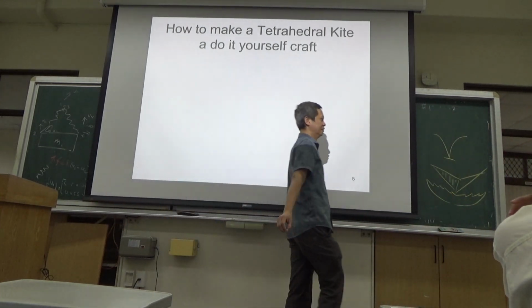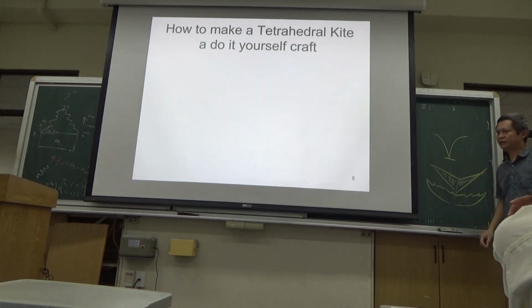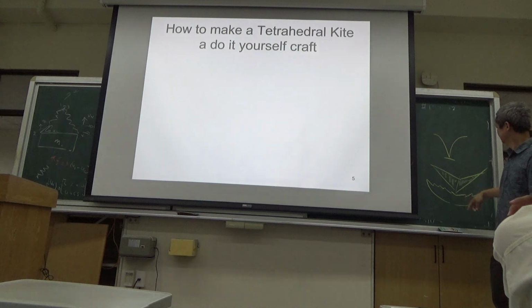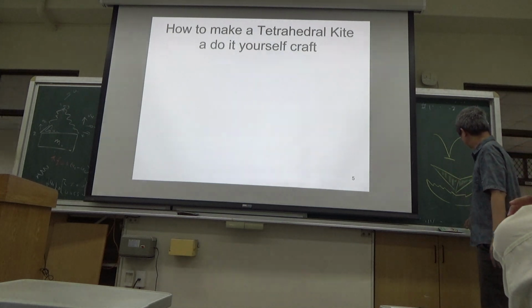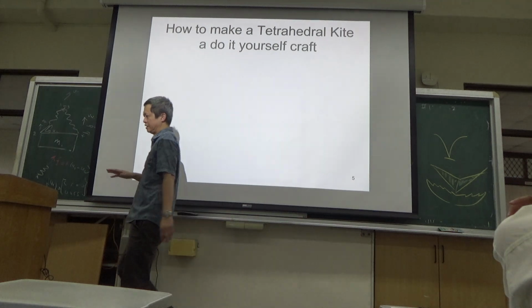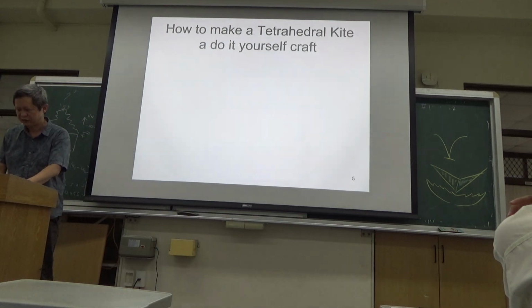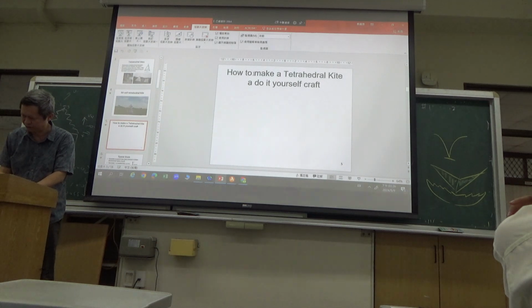So you can see that with the 2 surfaces, they are using the tetrahedron to make the structure to support the kite. Let's see how the mechanism of this kite works.